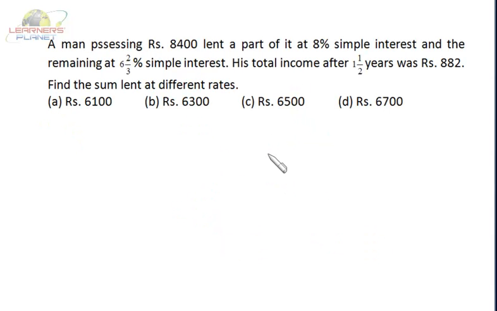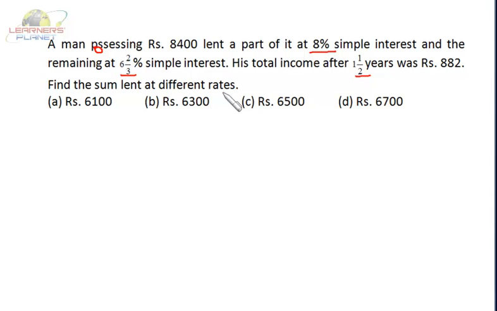Now let's see this question. A man possessing rupees 8400 lent a part of it at 8% interest and the remaining at 6 2 by 3% simple interest. His total income after 1.5 years was rupees 882. We have to find the sum lent at different rates.